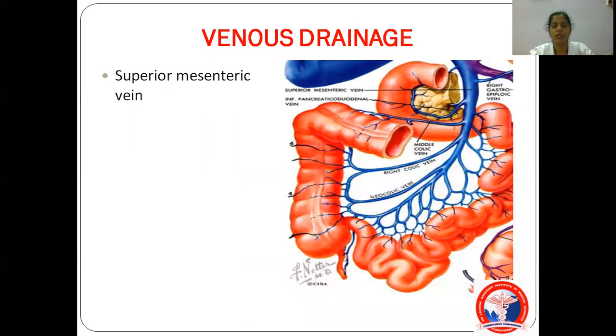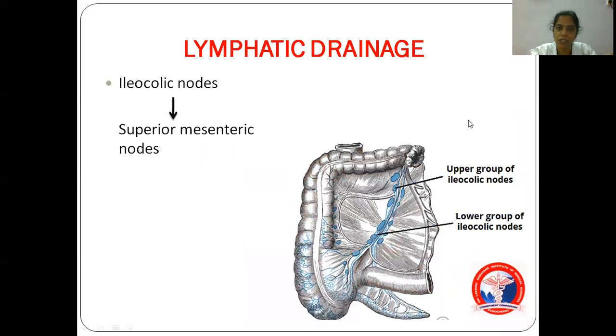The next one is venous drainage. So where does it drain? Here you can see the ileocolic vein. This appendicular vein drains into the ileocolic vein. Finally, it enters into the superior mesenteric vein. So the superior mesenteric vein is the venous drainage for the appendix.